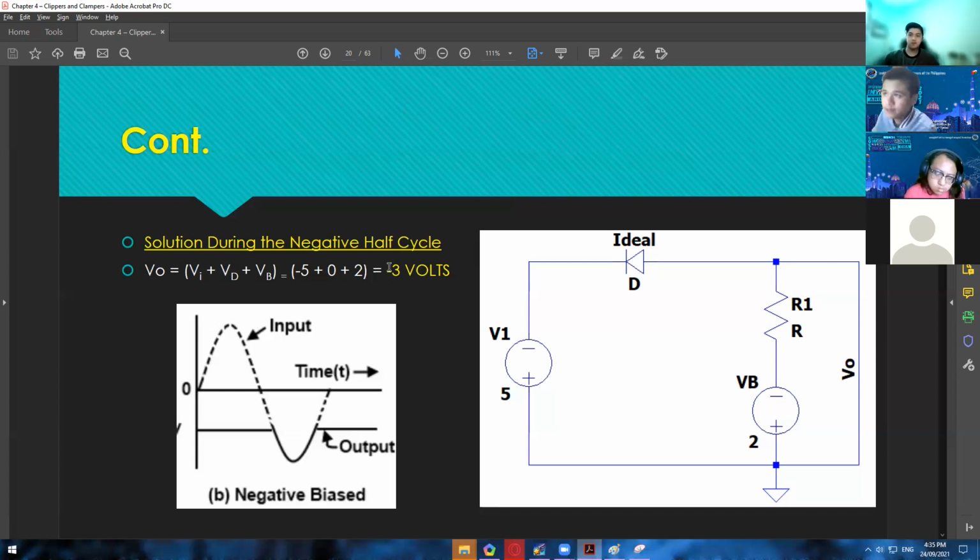So are we clear with example number 5, negative half cycle? Yes, sir. All right. So again, if ever that you have a question, so just let me know.